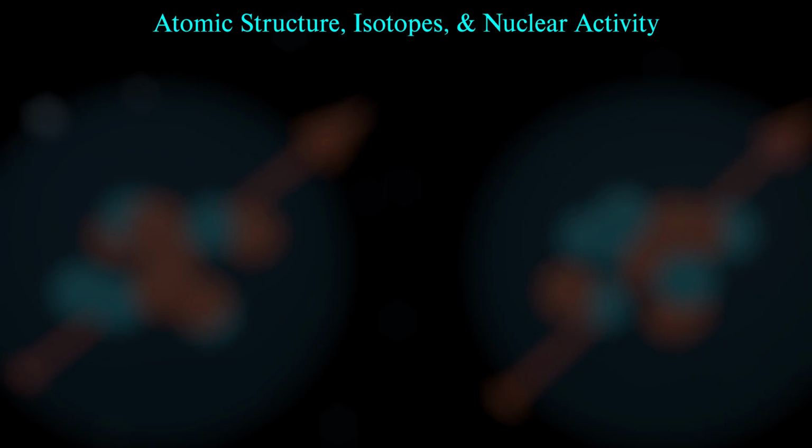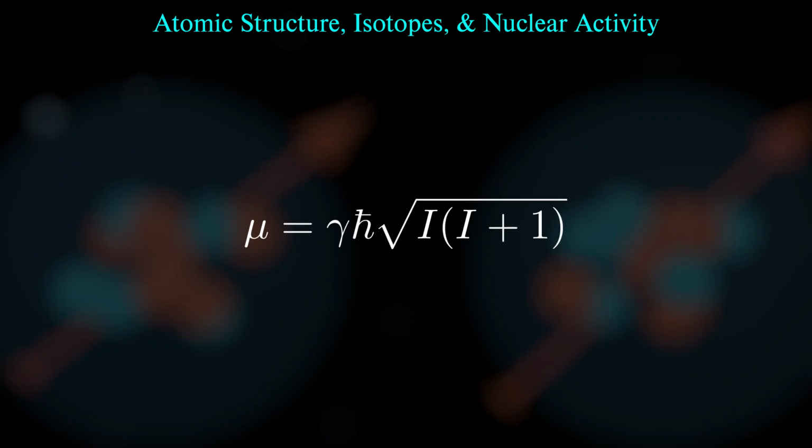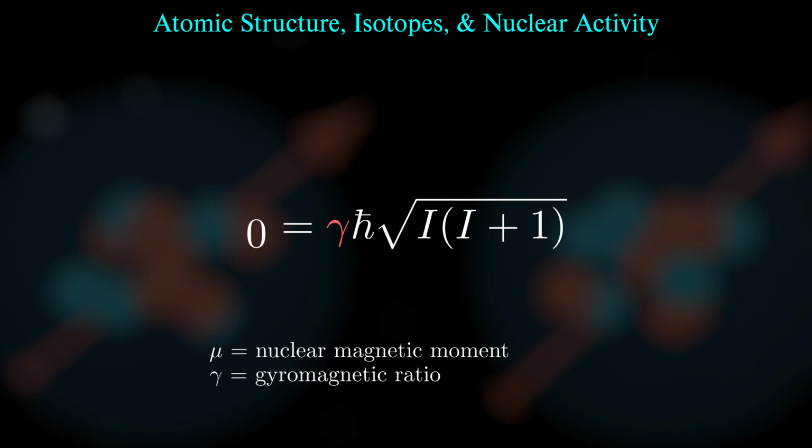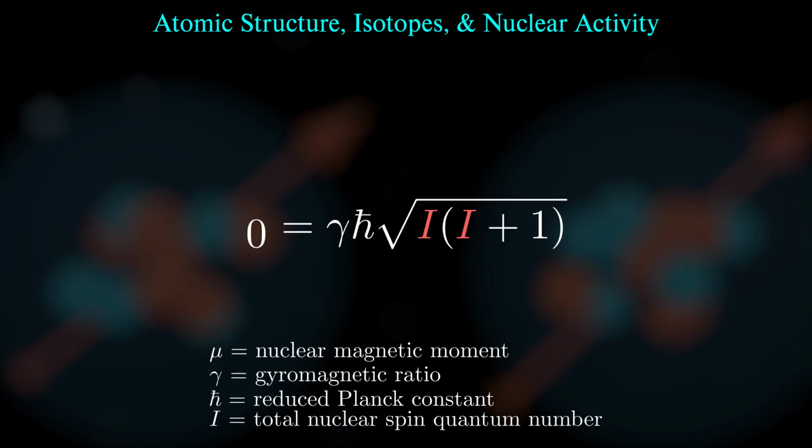And the first important thing spin can tell us is whether a nucleus is NMR active or inactive. This equation here gives us the nuclear magnetic moment. A nucleus needs a magnetic moment to interact with a magnetic field. So if that's 0, then the nucleus will be NMR inactive. Now gamma here is the gyromagnetic ratio, and it's non-zero for nuclei that we care about. H bar is just Planck's reduced constant, and that's also non-zero. Meaning the only way for the magnetic moment itself to become 0 is if the nuclear spin quantum number I is also 0.